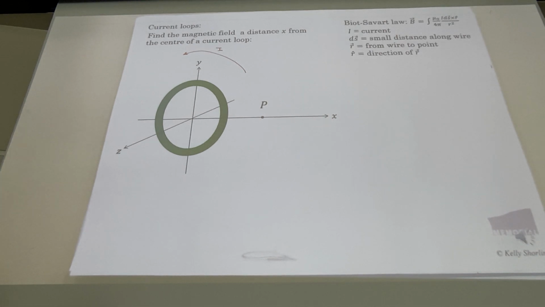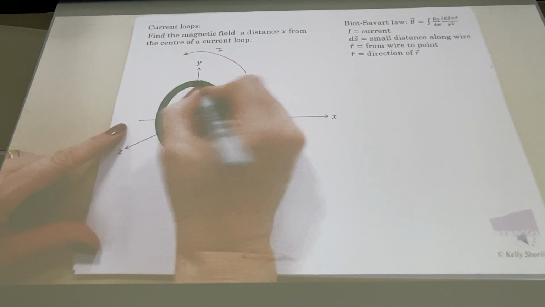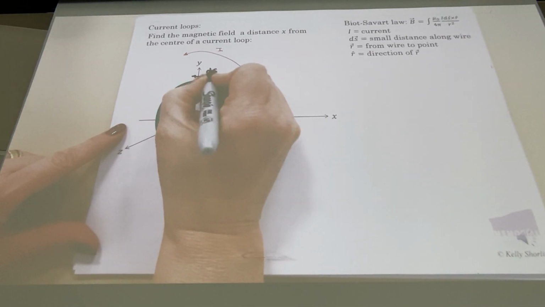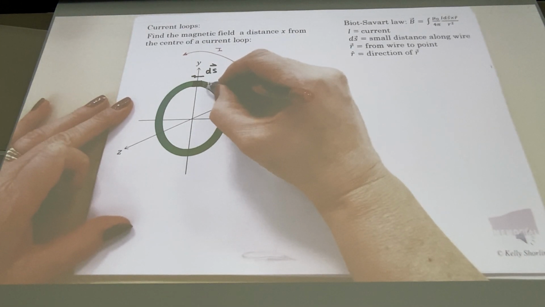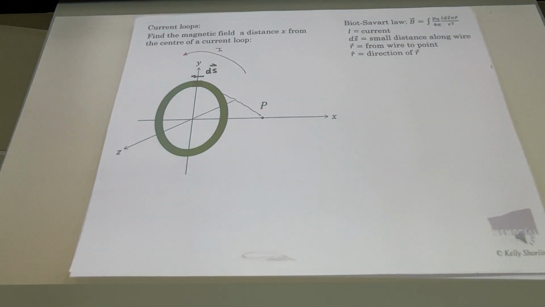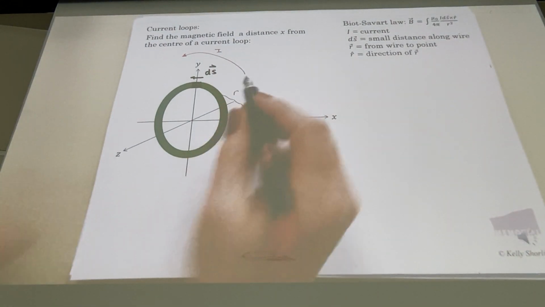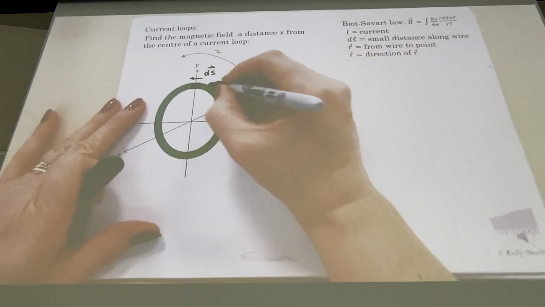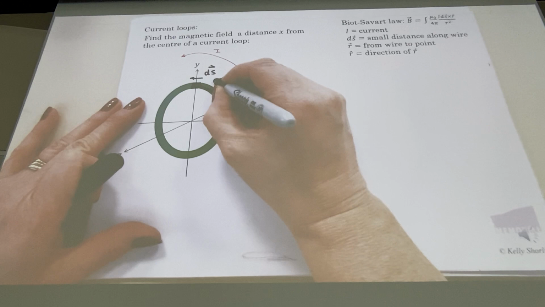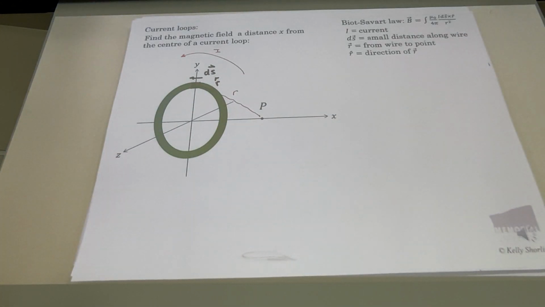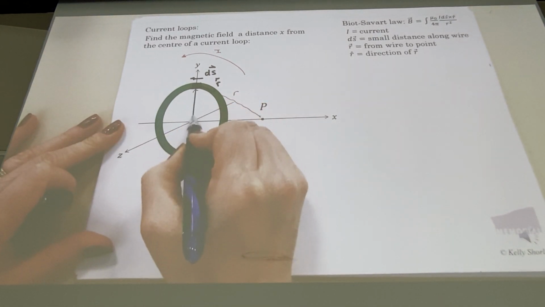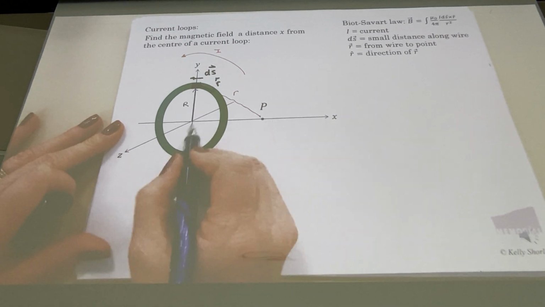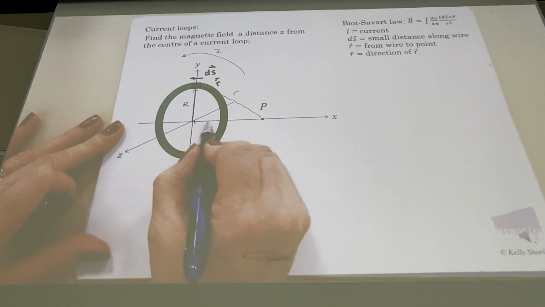We know that we have to pick a little bit ds because that's in our Biot-Savart law. I'm going to pick a little bit up here. So my ds points this way. I know that r goes from my little bit ds to my point P, so this is my r. My r hat points along this direction towards P. There's my r hat. I've got a loop, it's got a radius that I'll call capital R, so I'll put the radius of my loop from here to here. My distance along the x-axis is x, from here to here.